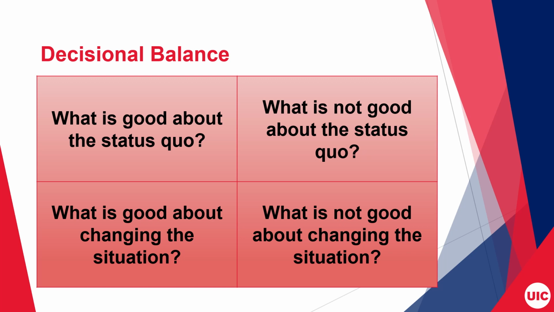Again, because this exercise elicits sustained talk, it is important to give more weight to the pro-change quadrants, that is, what is not good about the status quo, and what is good about changing the situation. This ensures that the member has change talk to build upon.